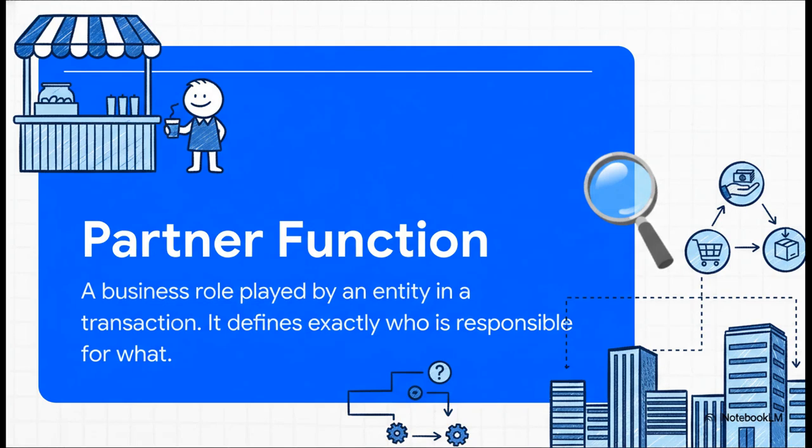So the key concept here is something called a partner function. It's really just the specific role a business plays in any given deal. I mean, think about a lemonade stand. The person buying, drinking, and paying is probably all the same kid. But in the B2B world, it's way more complex. The company that buys from you is almost never the same one that receives the goods or pays the bill. Partner functions make it crystal clear who is responsible for what.